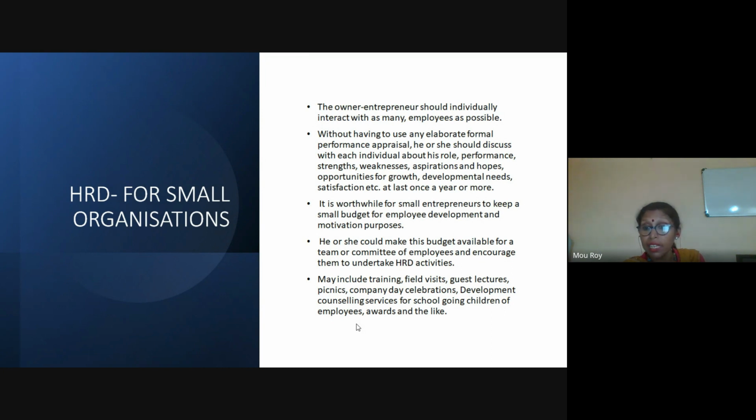So all this includes training. Then you have guest lectures, field visits, picnics, and company day celebrations. If we all work together, it always has to be teamwork, so that the HR department is embedded within the organizational members. Then counseling services should also take place.